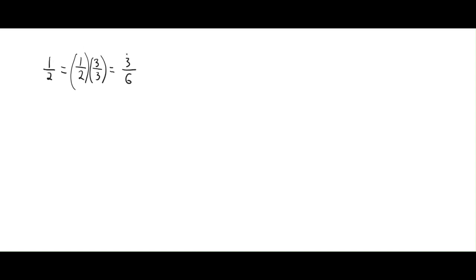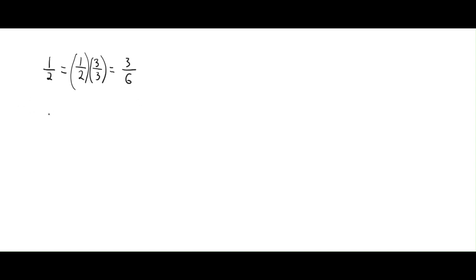Notice that in 3 over 6, 3 is just half of 6. Maybe you know how to reduce fractions, and you can see that 3 over 6 reduces to a half. And I just wanted to point out this little trick of multiplying by the number 1 written in a different way. So let's see how this can help us to add and subtract fractions.